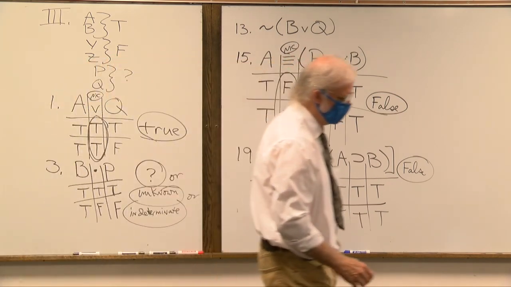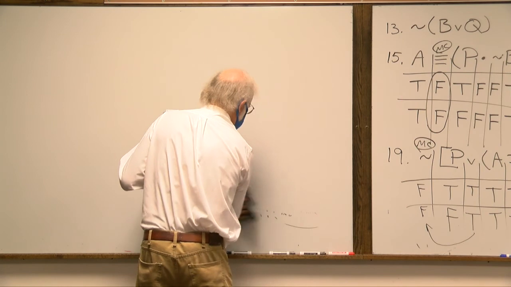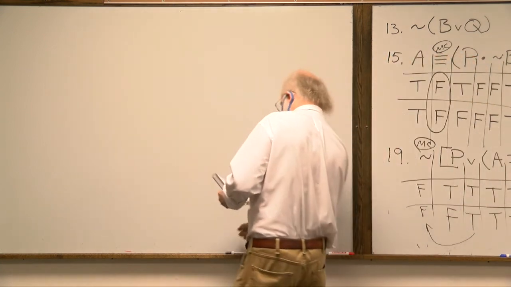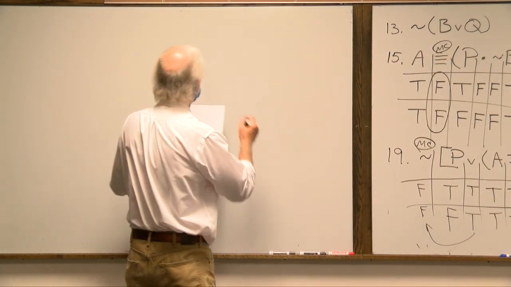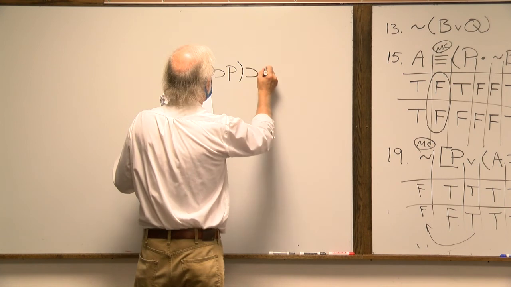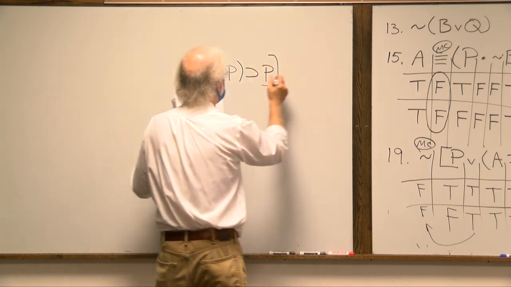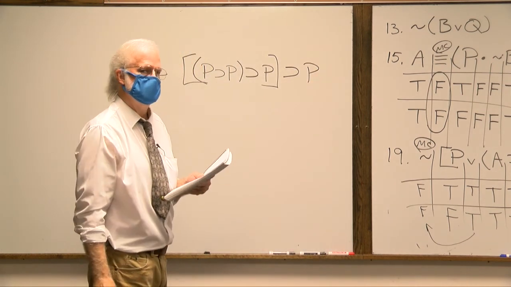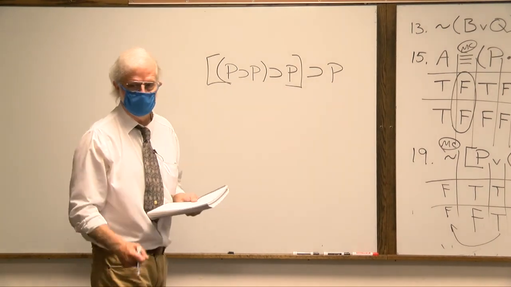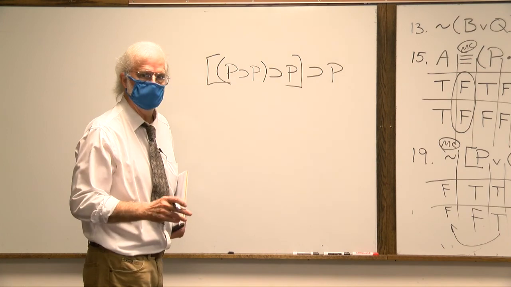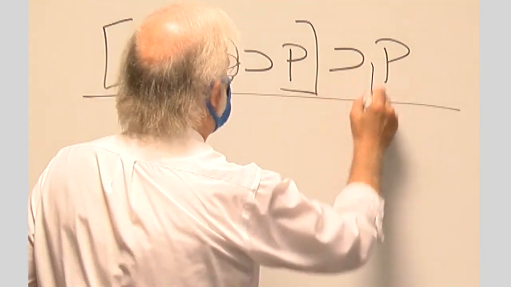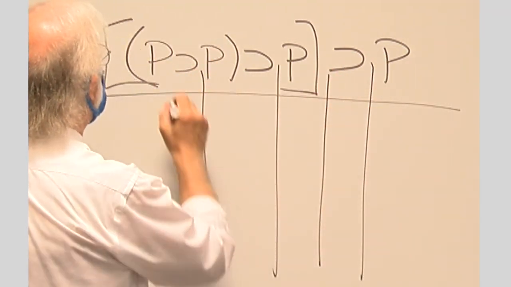Let's do one more in this skill set. Let's try 23. It's kind of a funny one. If P implies P, then P, then P. It's just got one simple statement to it. But it's used 4 times. This might rattle you. It should not. What can we say about the P's?